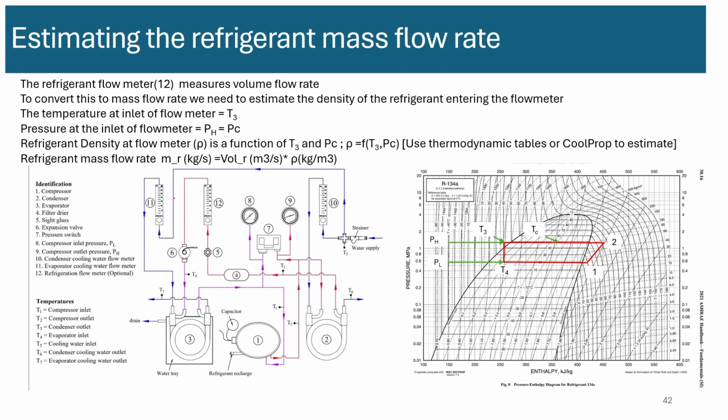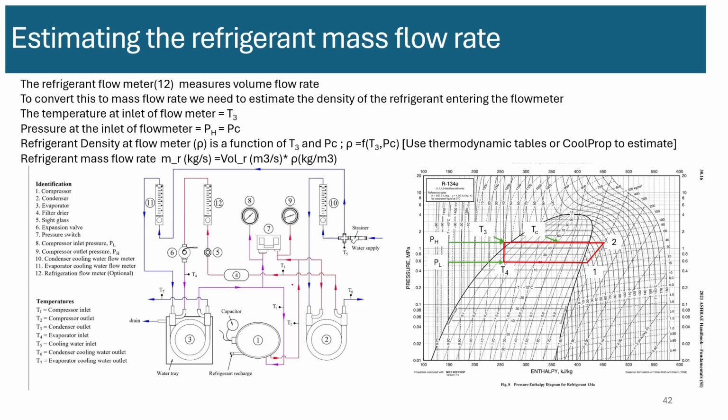Now let's look at estimating the refrigerant mass flow rate based on the volume flow rate that we measure using the rotameter. So what do we need to convert the volume flow rate to the mass flow rate? We need the density of the refrigerant. And the density of the refrigerant should be measured close to the flow meter. Ideally, the density should be the density that's entering the flow meter. So we don't have a density measurement at that point. So how do we estimate the density?